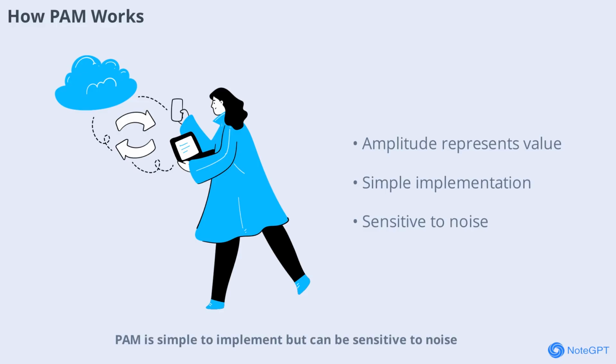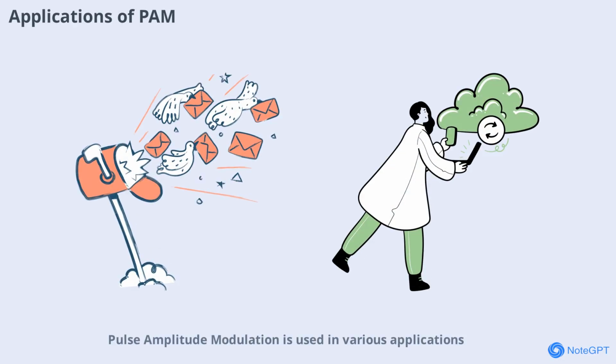PAM is simple to implement but can be sensitive to noise, as any disturbance affects the amplitude directly. Pulse amplitude modulation is used in various applications, including early telephone systems and some types of digital communication. Its simplicity makes it attractive for systems where bandwidth is not a major concern. However, because PAM is susceptible to noise and interference, it is often replaced by more robust modulation techniques in modern systems. Understanding PAM is still important, as it forms the foundation for more advanced methods.